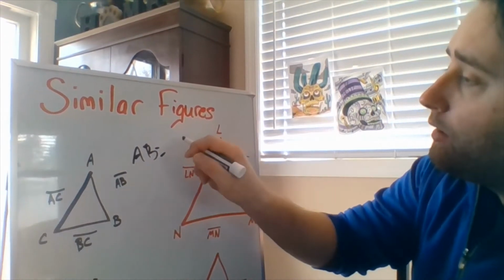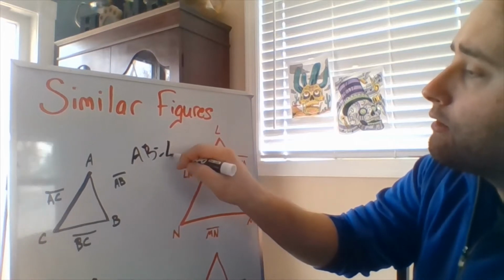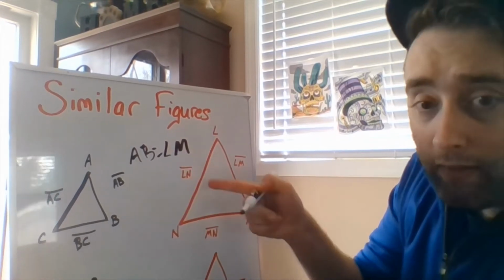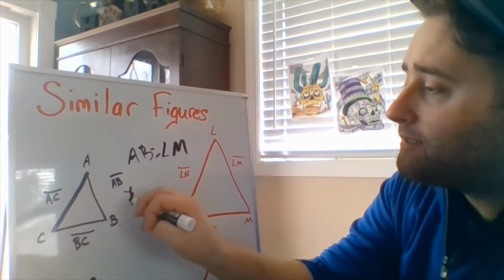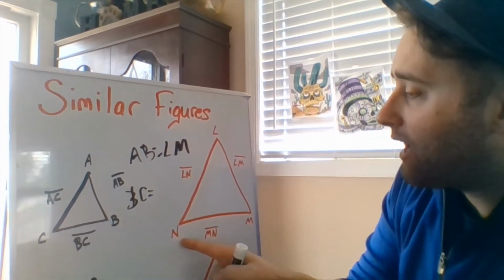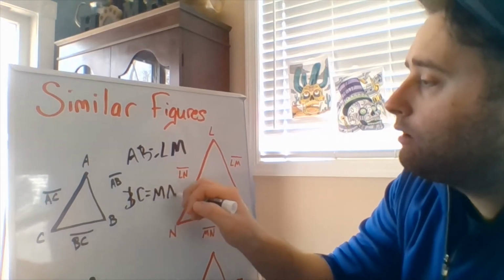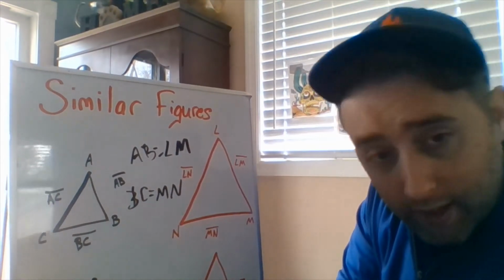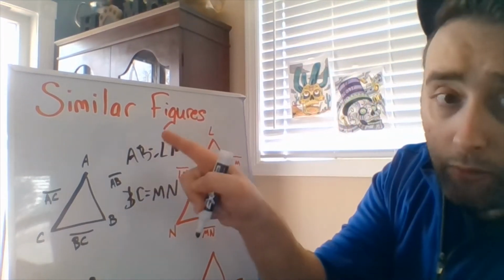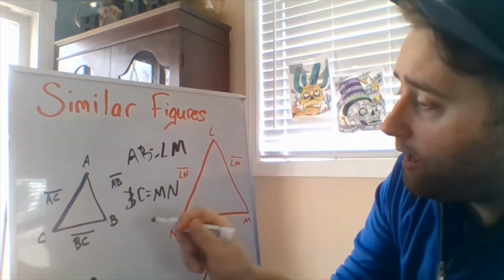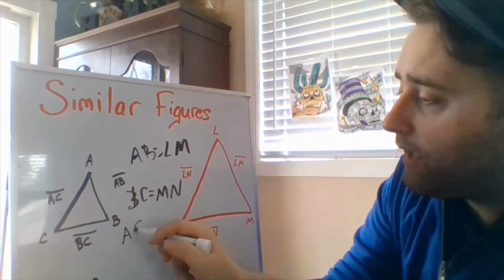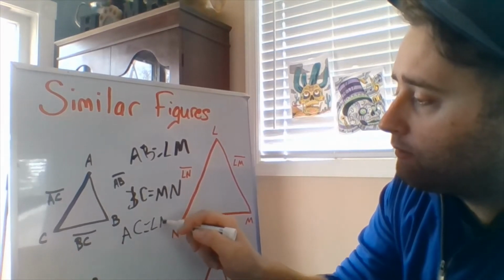AB is equal to, this is hard. This is harder than I thought it would be. Side LM. Now the bottom of this is BC. So side BC is equal to side MN. I apologize for the terrible handwriting. Now, side AC, the left side of the triangle. AC is equal to LN. So our last part is AC is equal to LN.